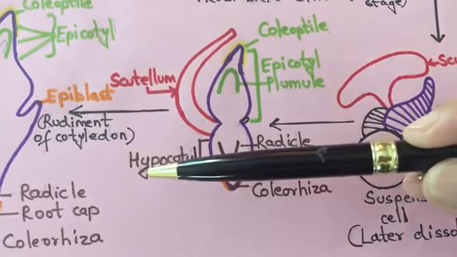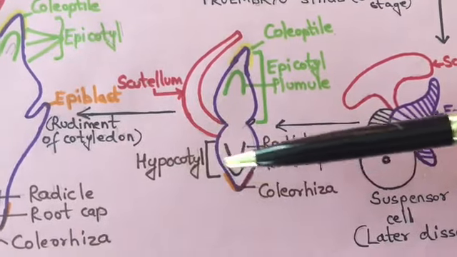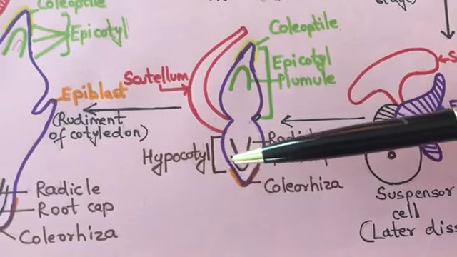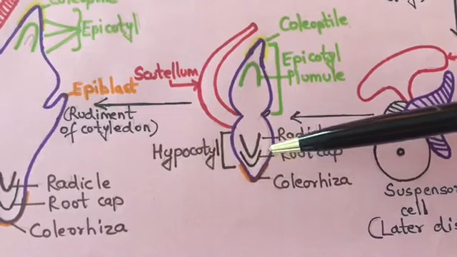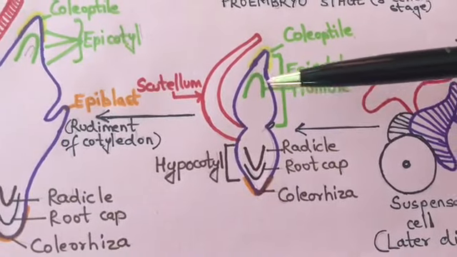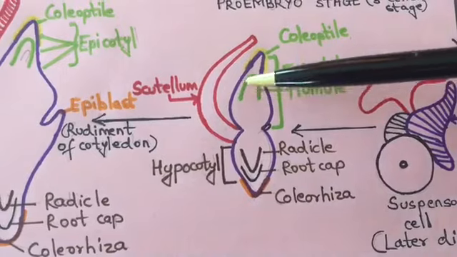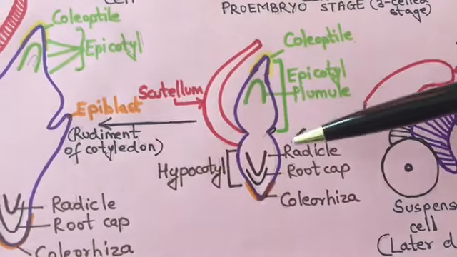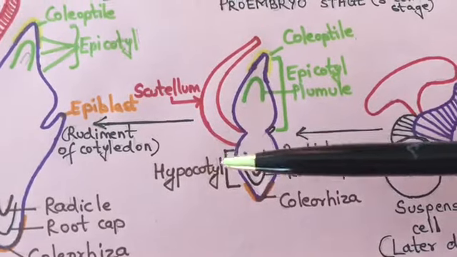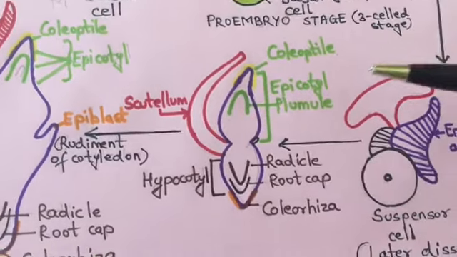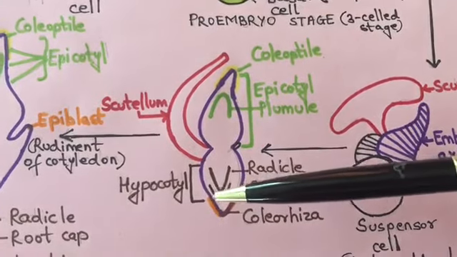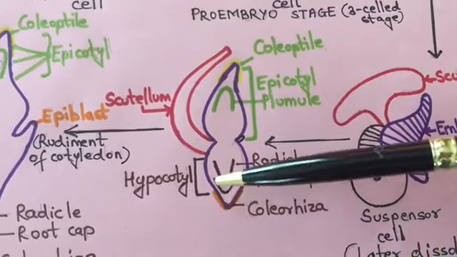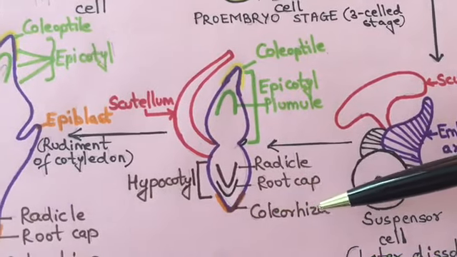But here you will observe that the hypocotyl is divided into a radicle, and the radicle is covered with a root cap. While the epicotyl has a plumule. The plumule is present inside the epicotyl region, while the radicle is present in the hypocotyl region. Now there is another interesting factor: the sheet covering the radicle is called the coleorhiza.